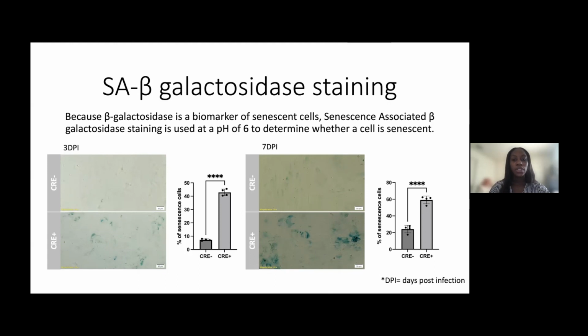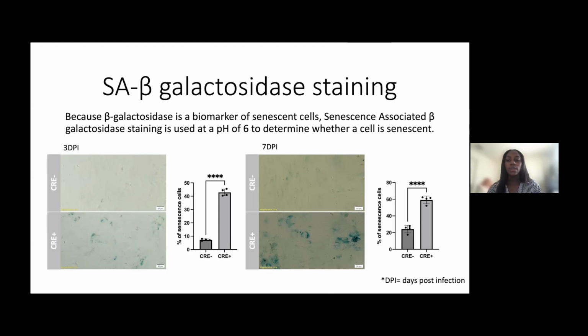At the top is Cre negative, meaning that Cre did not knock out TFAM and there is still mitochondrial function. And we see that there's barely any blue staining that indicates that there are senescent cells. In this graph, we see that it's less than 10%. Then we look at Cre positive and we do see more blue staining, and we see it's a little bit over 40%. Then we go to 7 days post-infection and we do see a little bit of blue in Cre negative. However, the cells did become confluent.